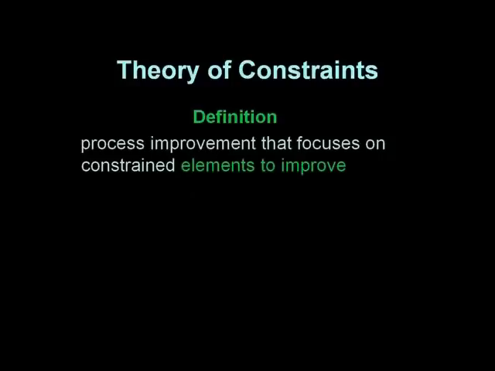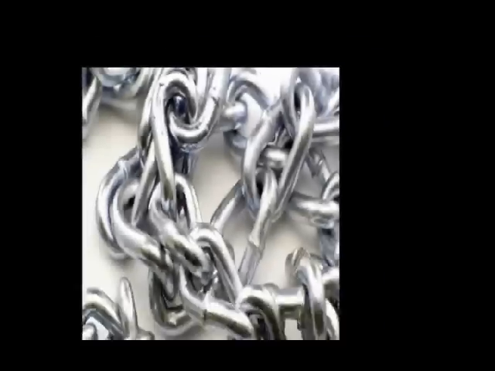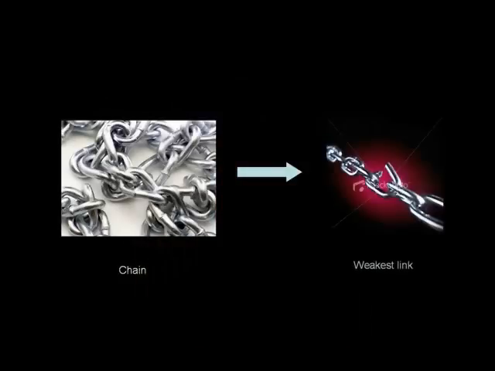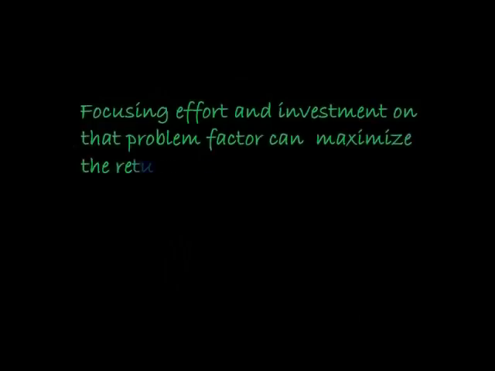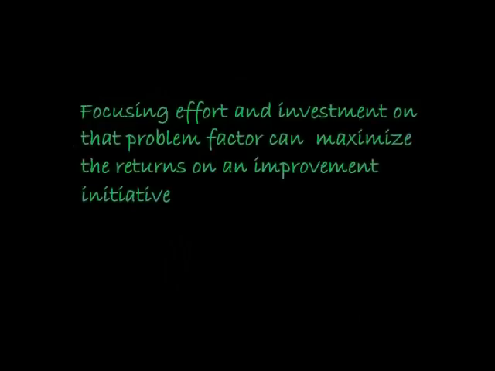Definition: theory of constraint is an approach to process improvement that focuses on constraint elements to improve output. It is based on the fact that, like the weakest link in a chain, often one element of a complex system is the most limiting ability to achieve an objective. It also focuses effort and investment on the problem factor, which can maximize the returns on an improvement initiative. Once the constraint process element is remedied, the next weakest link can be addressed in an iterative approach.